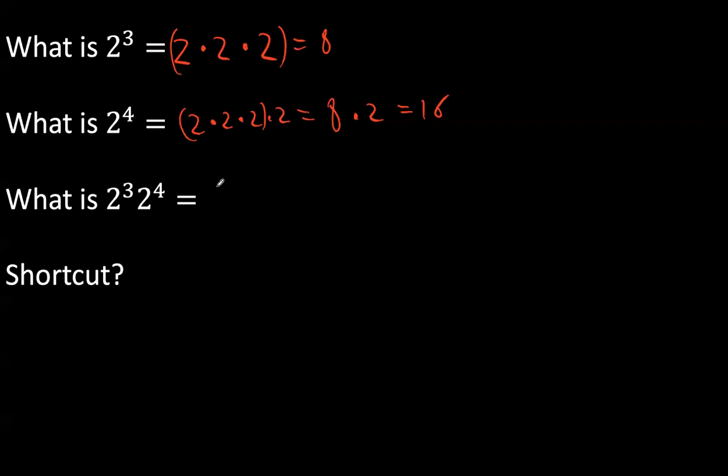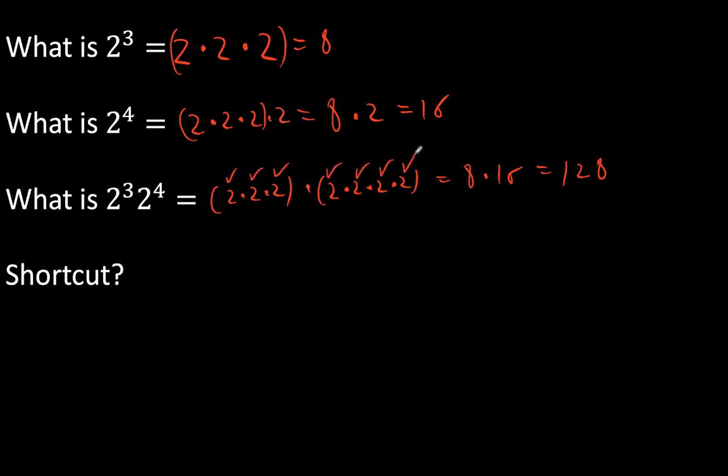And then this, you would have 3 2s, and then you would have 4 2s. So we would have 8 times 16, which is 128. And the shortcut is, well, what do I actually have if I drop the parentheses here? I've got 1, 2, 3, 4, 5, 6, 7 2s. So the shortcut is to simply add those exponents. So this would be 2 to the 3 plus 4, or 2 to the 7.